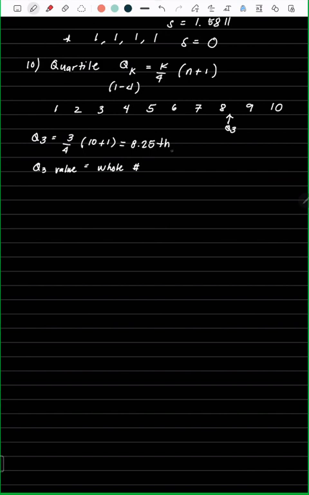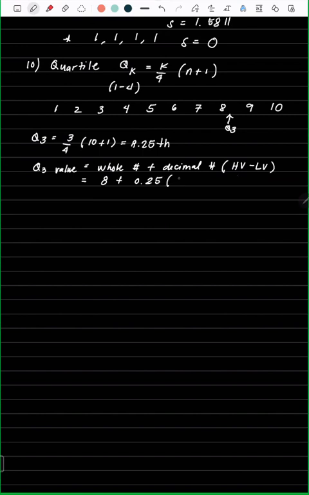But what is the value? To determine the value of your Q3, the formula that we're going to use is this: the whole number plus the decimal number multiplied to the highest value minus the lowest value. What do I mean by whole number, decimal number, highest value, lowest value? The whole number and decimal number would come from the solution that we had a while ago.